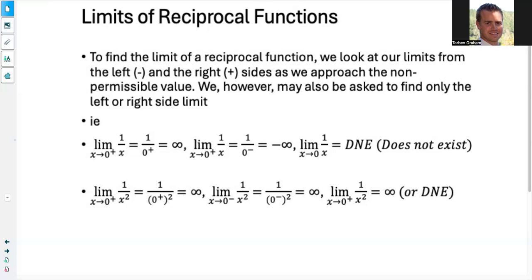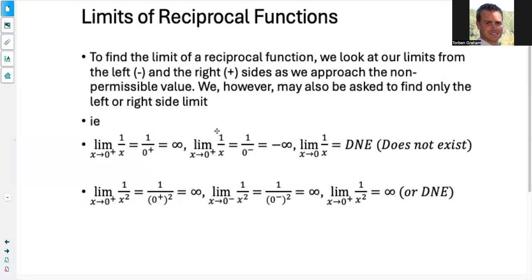So for example, if we had the limit as x approaches 0 from the positive side of 1 over x, then we're looking for when we have 1 divided by 0 from the positive side. So that means we're going 1 divided by something infinitesimally small, but the positive version of it. So that's going to give us positive infinity.